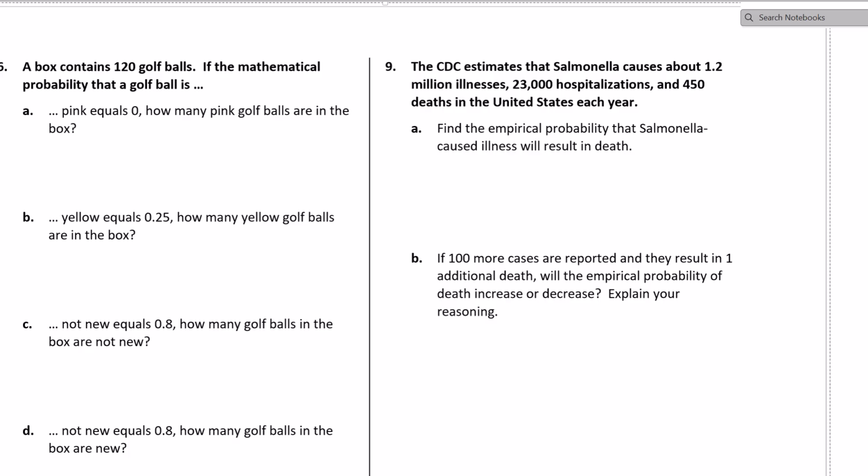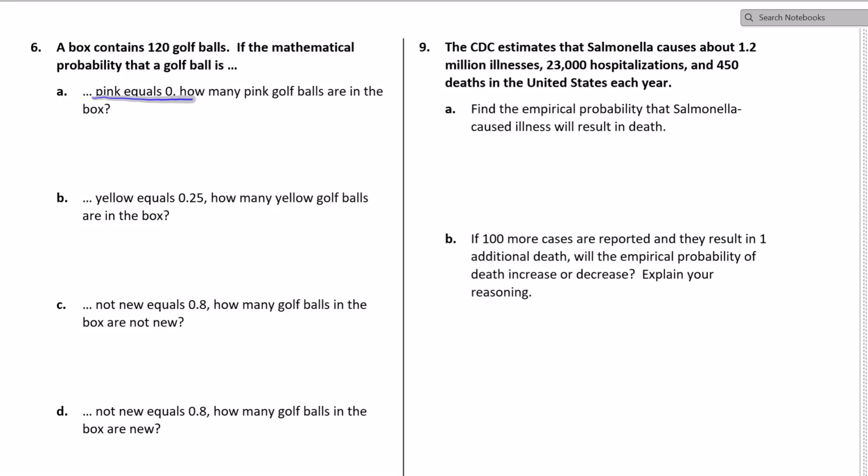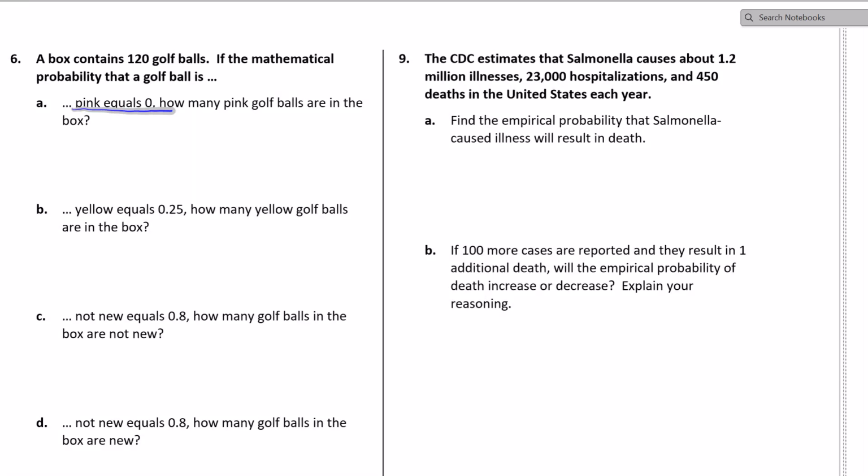Fun. Okay, 120 golf balls. If the probability that it's pink is 0, how many pink golf balls are likely to be in the box? 0. None. That's right. If the probability of yellow is 0.25, how many yellow golf balls are likely to be in the box? 1/4. Yeah. 1/4 or 0.25 of 120. This pen's slightly broken.